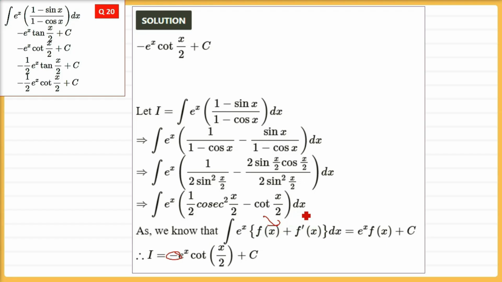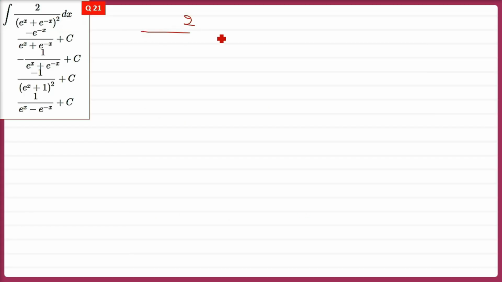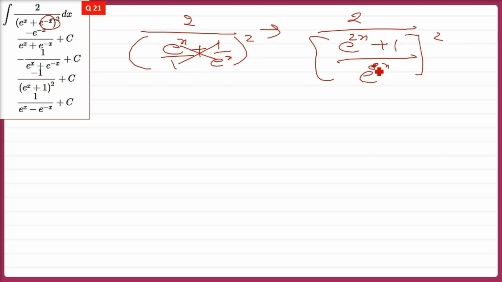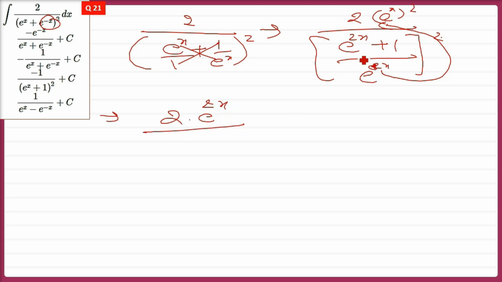We have to apply this one. We have 2 divided by e^x plus e^(-x). So let me write it as 1 by e^x, and it is squared. So 2 divided by, we have e^(2x) plus 1 divided by e^(2x). Now this is square. Please remember it's (e^x)². So when it goes up, it will be (e^x)². So the numerator became 2 e^(2x), over (1 plus e^(2x)) whole square. Now we have to integrate it.